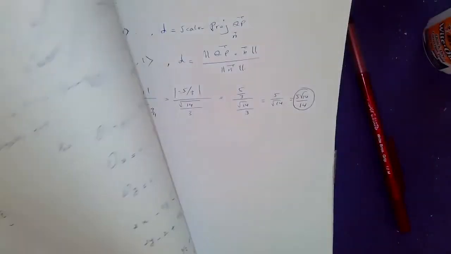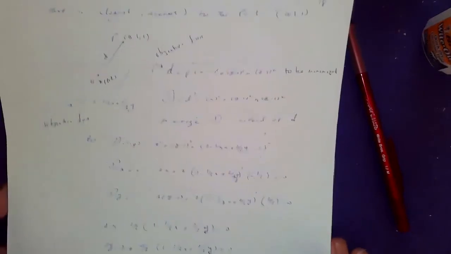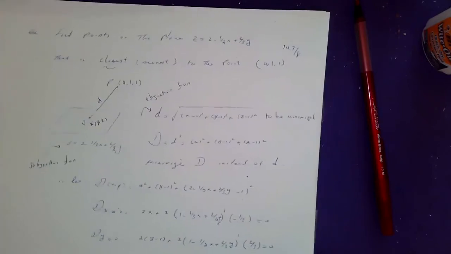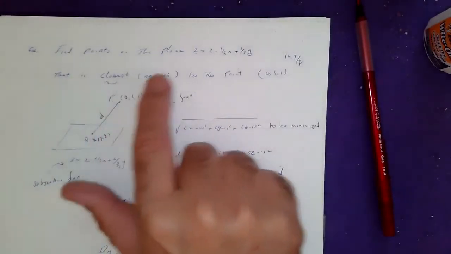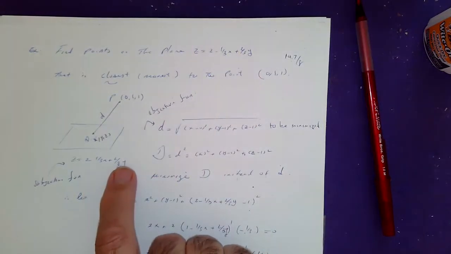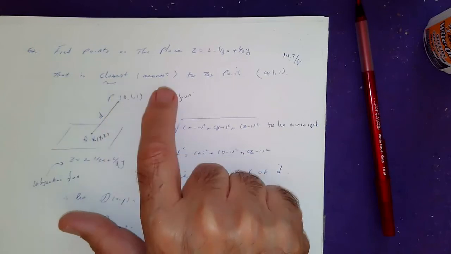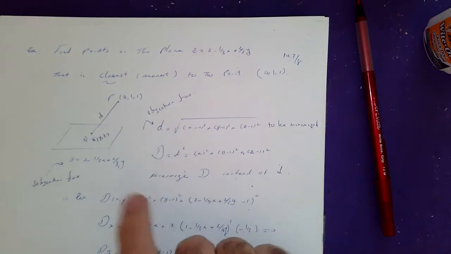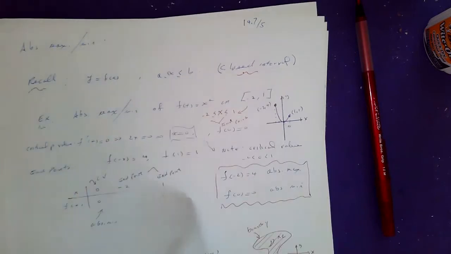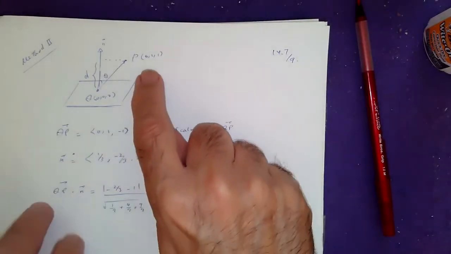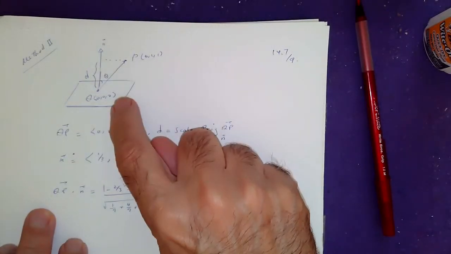So let's do a quick application problem, which you guys have seen before, but I'd like to do it in a different way. Question is, find the points on the plane z = 2 - (1/3)x + (2/3)y that is closest or nearest to the point (0, 1, 1). Remember, we did this problem. How did we do it? Kind of like finding the shortest distance between a point and a plane.